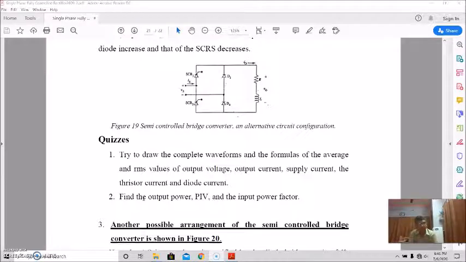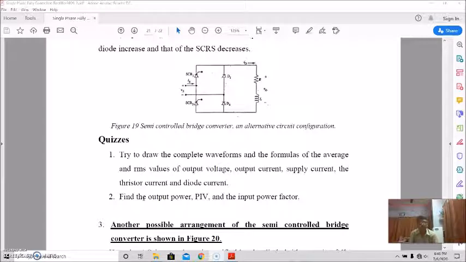The actual theoretical value will not change so much, but whenever we give some numerical, say alpha is a certain number of degrees, 30 degrees or 40 degrees, whatever it is, in that case the variations of the output current, voltage, supply current and thyristor current will be predominant.